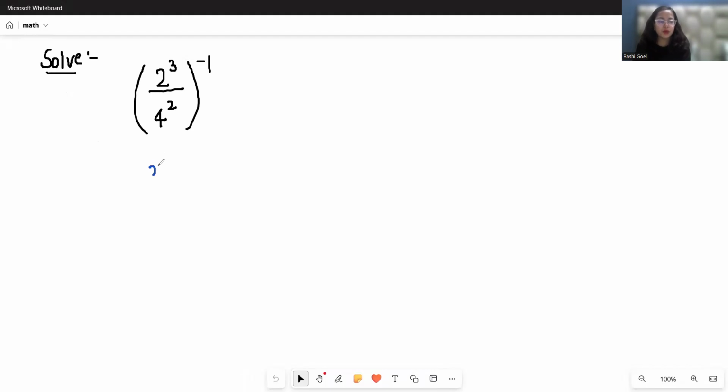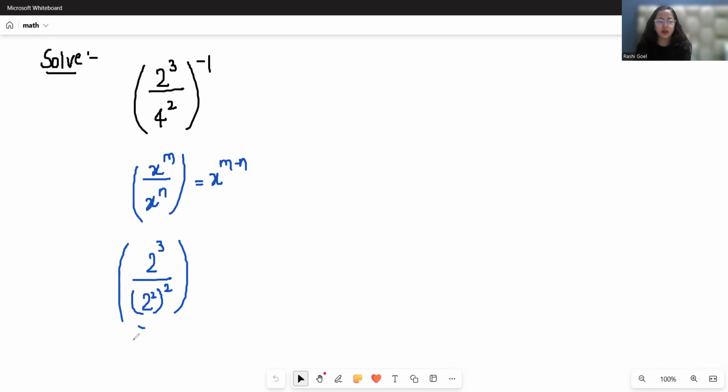So I'm going to use the exponent rule, that is x^m / x^n, which we can write as x^(m-n). In this exponent rule, the bases are equal. So first I'm going to make the bases equal in terms of 2. So it's 2^3, and 4 we can write as (2^2), so the expression is (2^3 / (2^2)^2)^-1. So 2^3 over 2^4, the whole power minus 1.